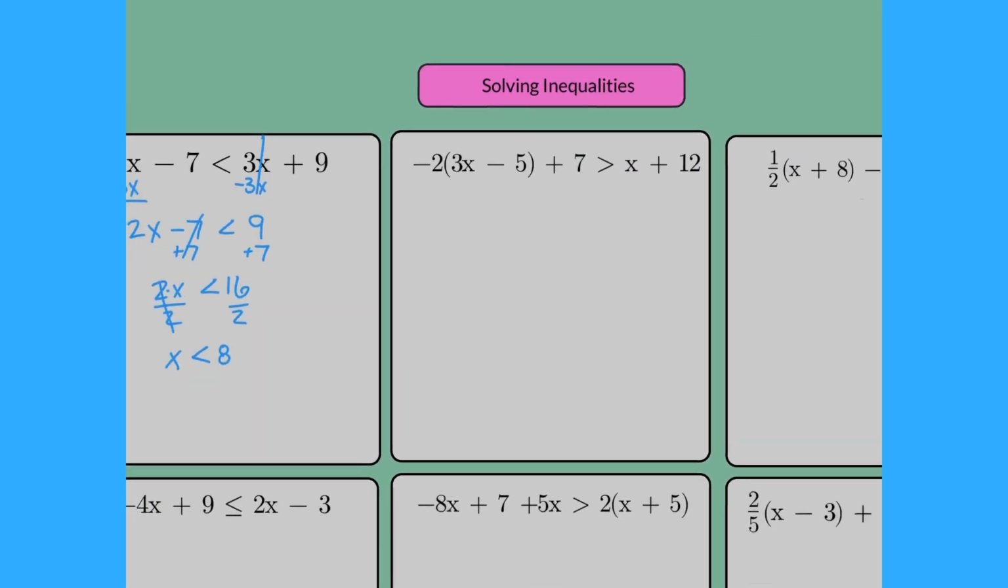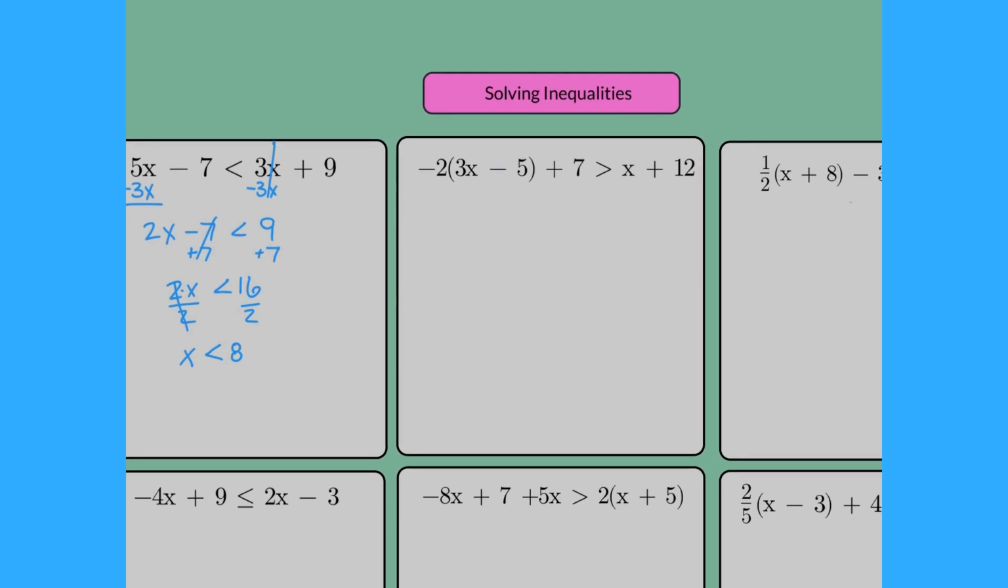For the next one, I'm seeing some distributive properties, so I'm going to do this distributive property first to simplify. So that's going to give me negative 2 times 3x is negative 6x. And negative 2 times a negative 5 is a positive 10. And then I'm going to drop down everything else. So I'm done with distributive property, but I still see like terms on the left-hand side. So I'm going to combine those like terms.